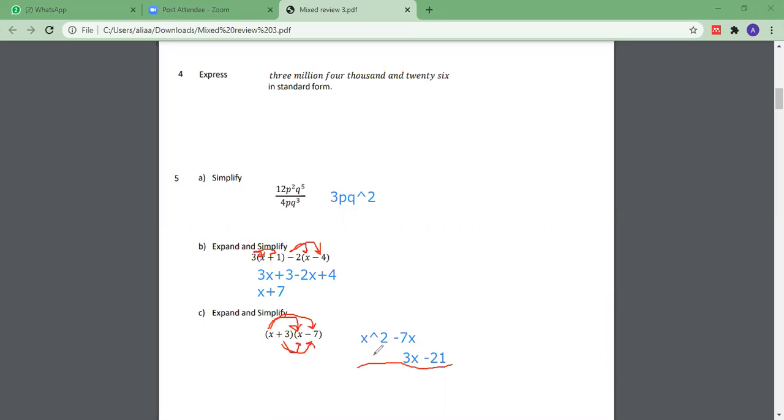As we know, x power 2, I will write it as it is. -21, I will write it as it is. -7x plus 3x will be -4x. Okay, so the final answer is x power 2 minus 4x minus 21. Okay? Okay, let's see the next questions.